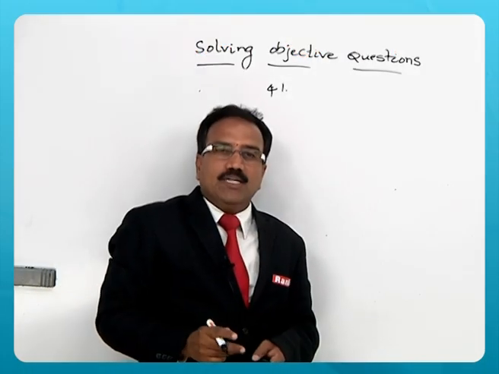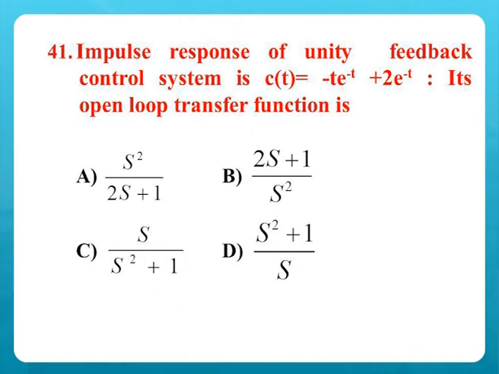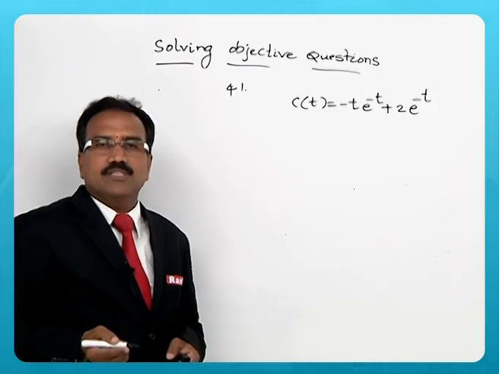Question number 41. Impulse response of a unity feedback control system is given as c(t) equal to minus t e^(-t) plus 2 e^(-t). Now the question is, what is the open loop transfer function? That means G(s).